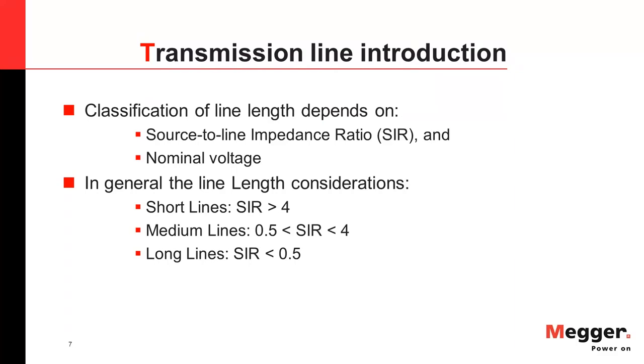But even when you do some research on the internet, you can find a lot of information regarding the calculation. Briefly, it is calculating the wavelength from one station to another station. There is a lot of calculation to get it. And then you will get something like: if it is a short line, it will be greater than 4. It's medium if it is from 4 down to 0.5, and less than 0.5, it is a long line. So this is a different calculation and consideration about the line length.